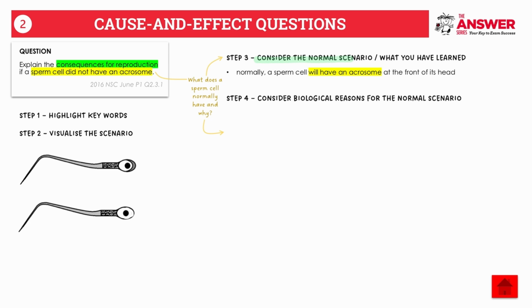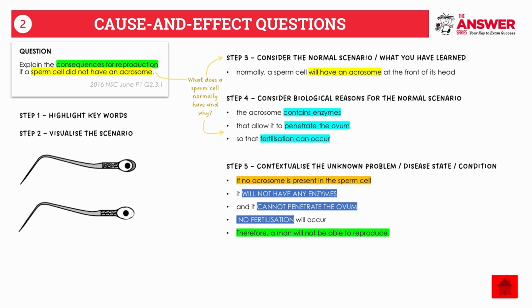First, consider the normal scenario, what you have learned. What does a sperm cell normally have and why? A sperm cell normally does have an acrosome. Why does it need an acrosome? Because the acrosome contains enzymes. Those enzymes allow it to penetrate the ovum, and it allows fertilization to be able to occur. Step 5 is now to formulate your answer by the if this happens, therefore that context.